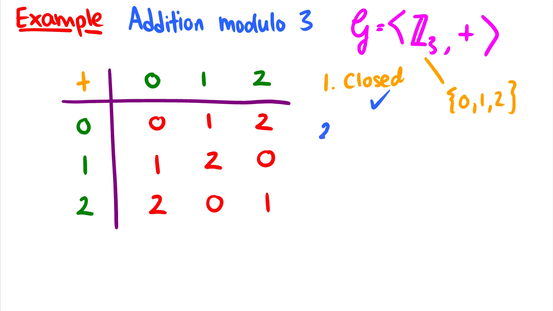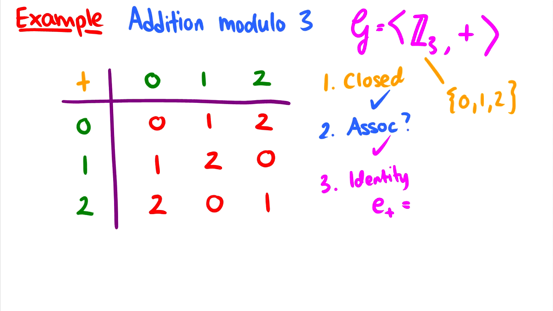2. Is it associative? And I urge you to check yourself. I'm not going to go through it because it's really tedious to make sure all combinations work. But yes, it is indeed associative. The third one, which is a little more challenging to figure out, is there an identity? So in other words, what is the identity with the plus operation equal to? Well, we need to find an element that takes everything that's paired with back to itself.